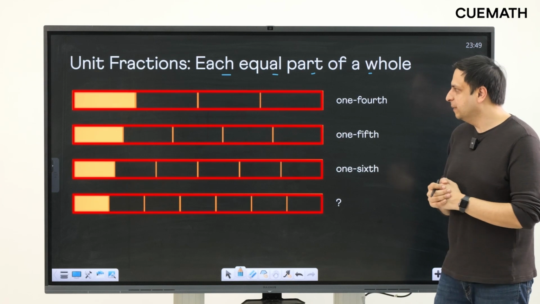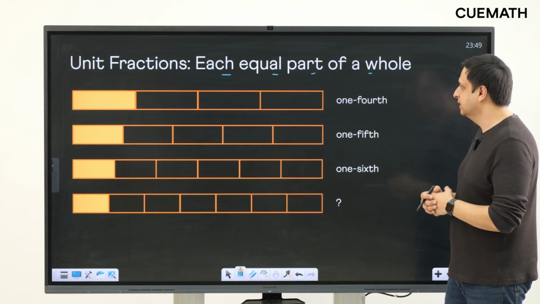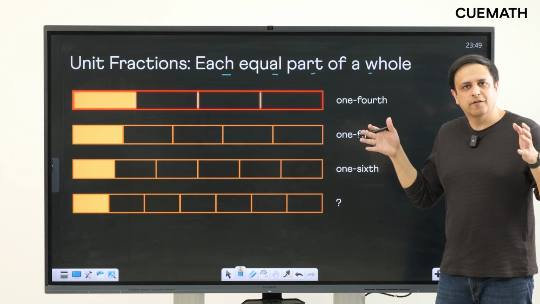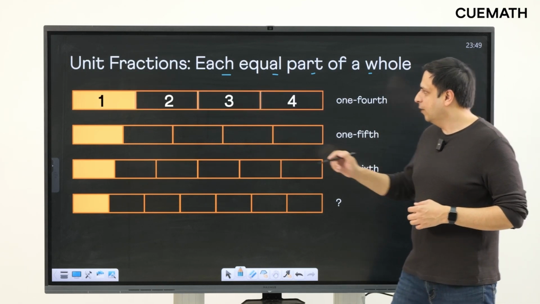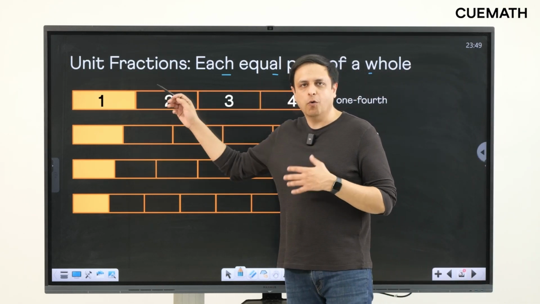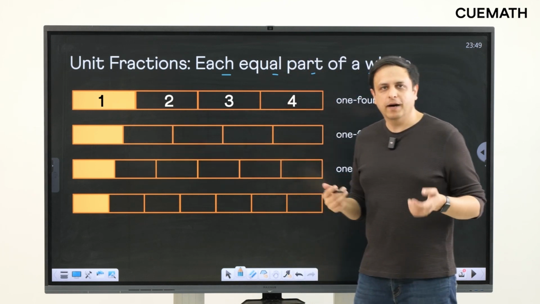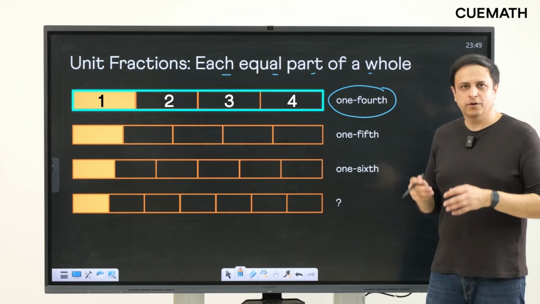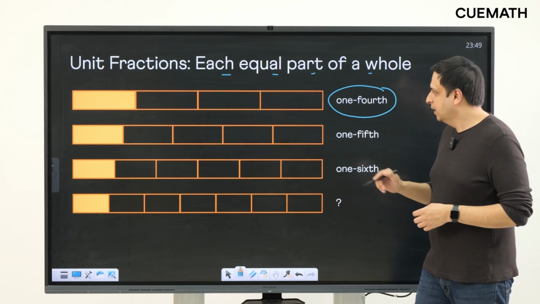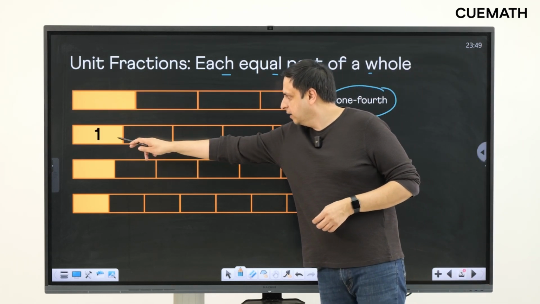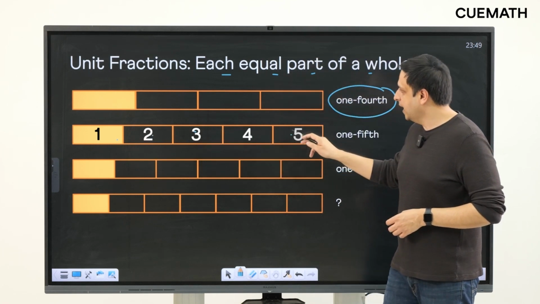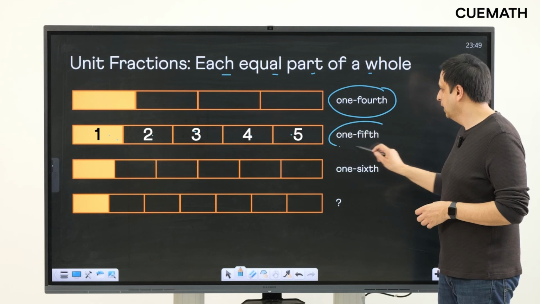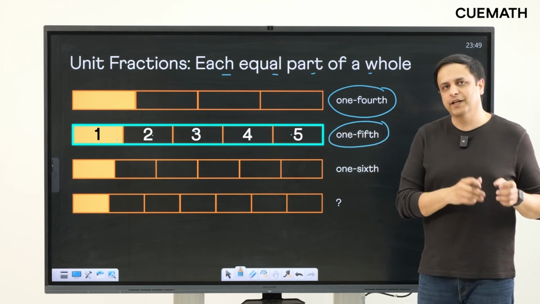Now let's take a look at these pictures here to further understand this concept. This first picture is a bar divided equally into four parts, and one of those parts is shaded. So what fraction does this shaded part represent of the whole bar? It represents the unit fraction 1/4, one out of four parts. What about this one here? So you have the whole bar divided into five equal parts, and one of those parts is shaded. So this is the unit fraction 1/5, one out of five equal parts.